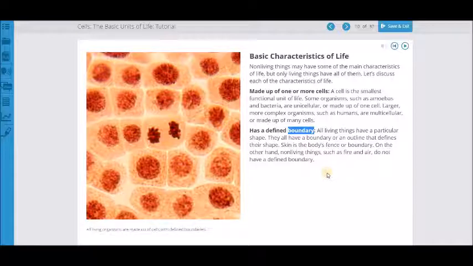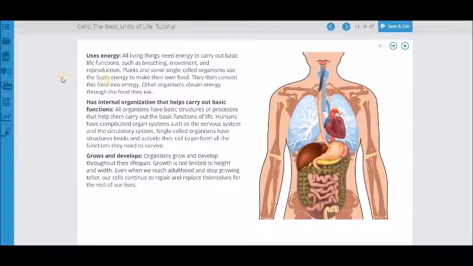You maintain homeostasis with your boundary by regulating your body temperature. If the temperature goes up outside, your body starts to do things to cool off. If the temperature goes down outside, your body starts to do things to warm up. And a main part of that is the main boundary around you called the skin. All living things use energy. That's just a given. They have to.